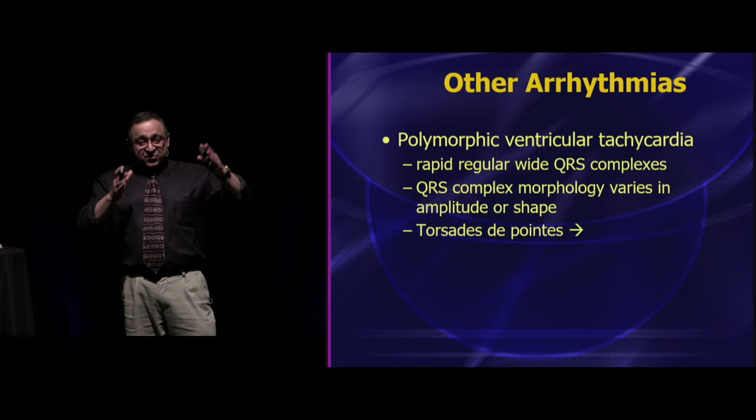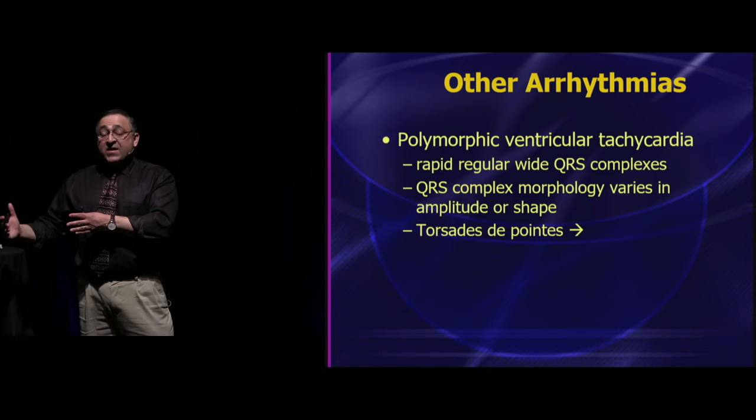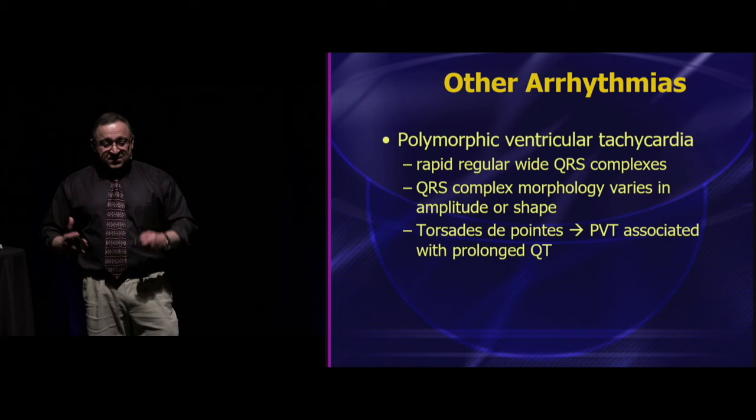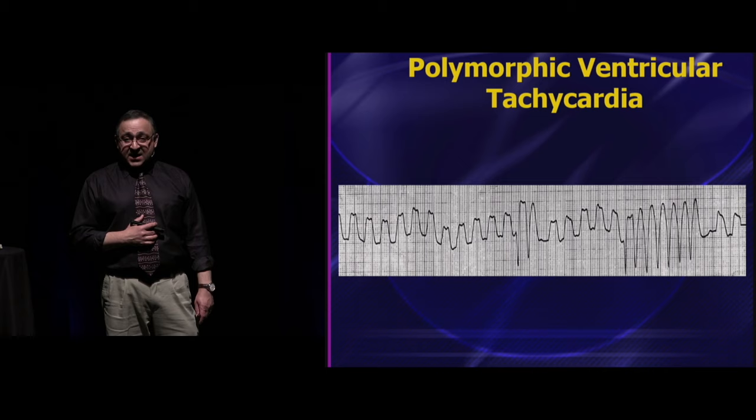There's generic, run-of-the-mill, normal QT polymorphic VTAC, and there's the torsade type of polymorphic VTAC, defined by a prolonged QT, right? The reason why it's so important to make this distinction, let's say you're dealing with polymorphic VTAC. It's VTAC, rates over 120, and the morphologies are changing. Thus, the term polymorphic VTAC, all right? When you see this patient, what are you going to do?